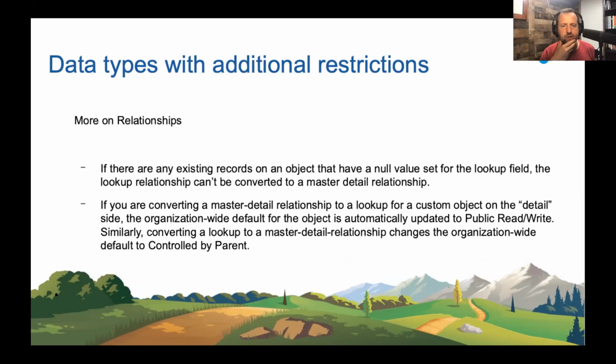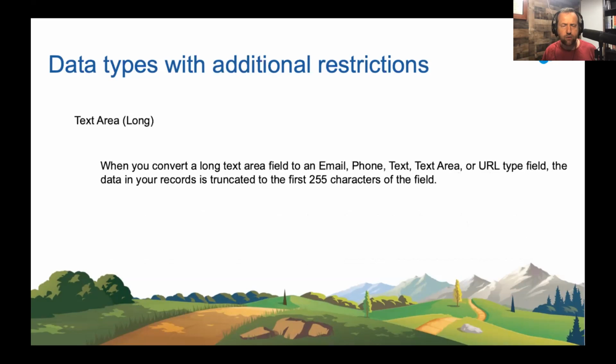And if you're converting a master-detail relationship to a lookup for a custom object on the detail side, the organization-wide default for the object is automatically updated to public read-write. And also, converting a lookup to a master-detail relationship changes the organization-wide default to controlled by parent. So two other data types, the last two. Text area long. When you convert a long text area field to an email, phone, text area, or URL type field, the data in your record is truncated to the first 255 characters of the field. So if it has more than that, be aware of that.